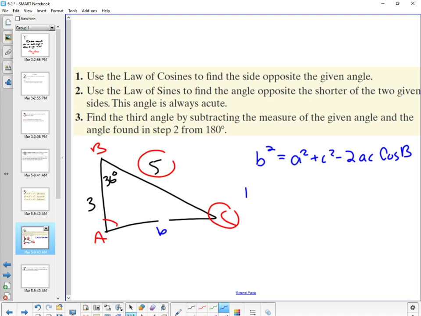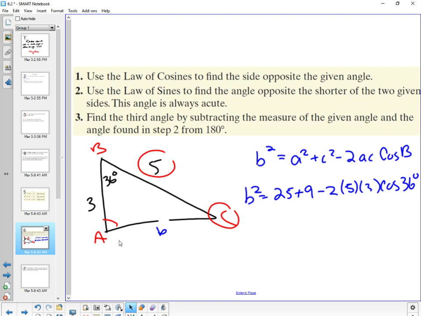So I'm just plugging the stuff in. I got b squared. This is going to equal, what's little a? 5? So this is 25 plus 9 minus 2 times 5 times 3 cosine, sorry, cosine 36 degrees. Wait, is that a 5? That's a 5. That's A, and that's C.